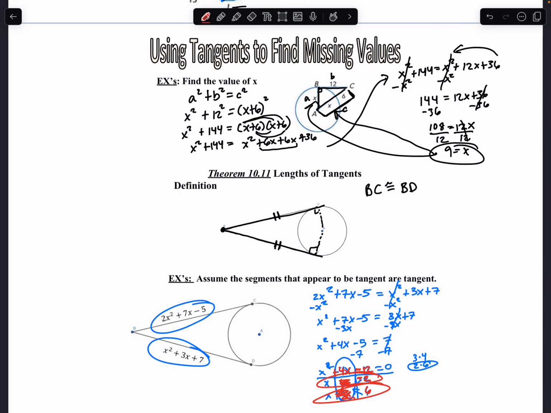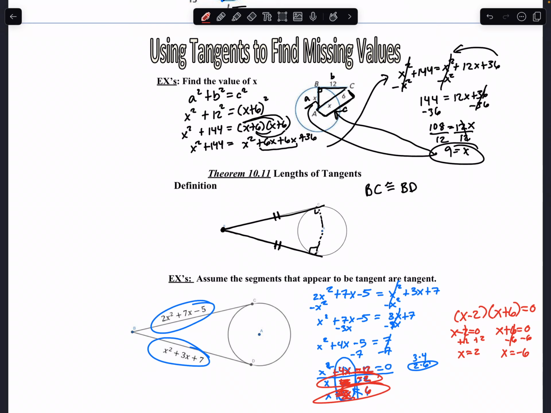X minus 2 and x positive 6. They both have to equal 0. Now I can solve them separately. You set x minus 2 equals 0 and x plus 6 equals 0. Move the 2 over. X is positive 2. Move the 6 over. X equals negative 6. Now here we're solving for x, so we're pretty much done.